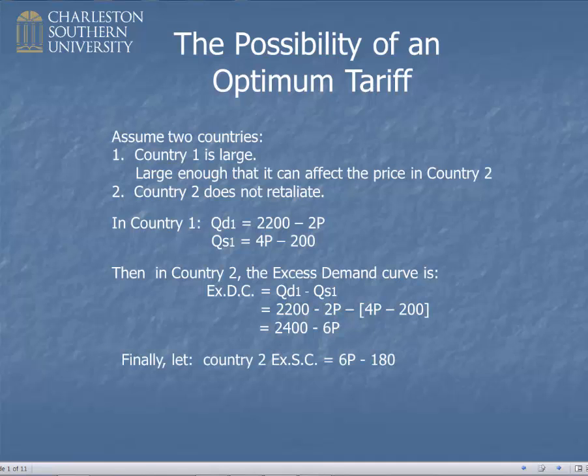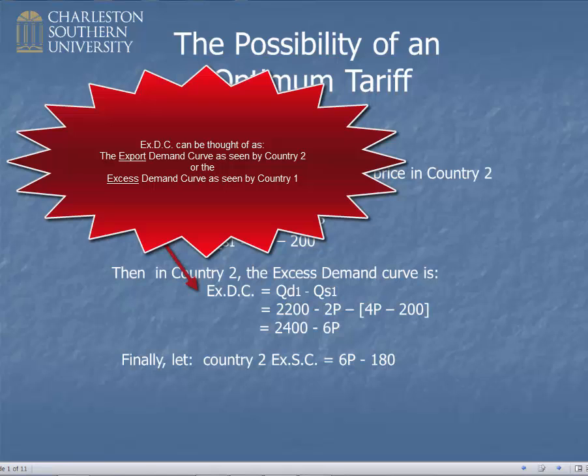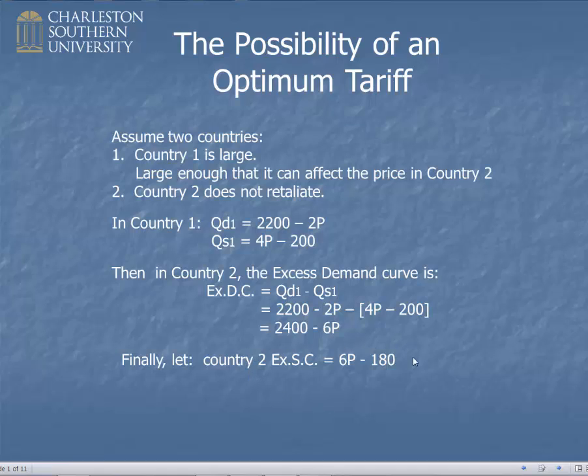Finally, let's let country 2's export supply curve be 6p minus 180. So this I will have to give you. You don't derive this. This comes from their country. This is their willingness to sell abroad.